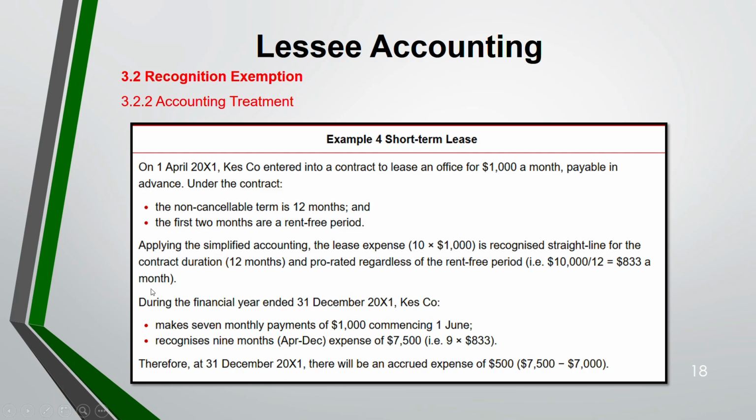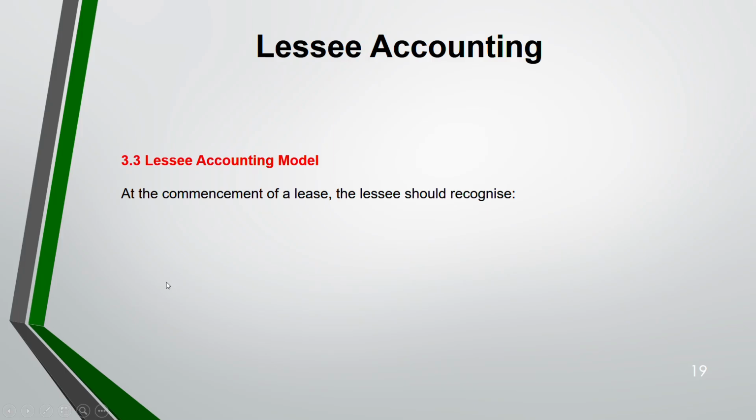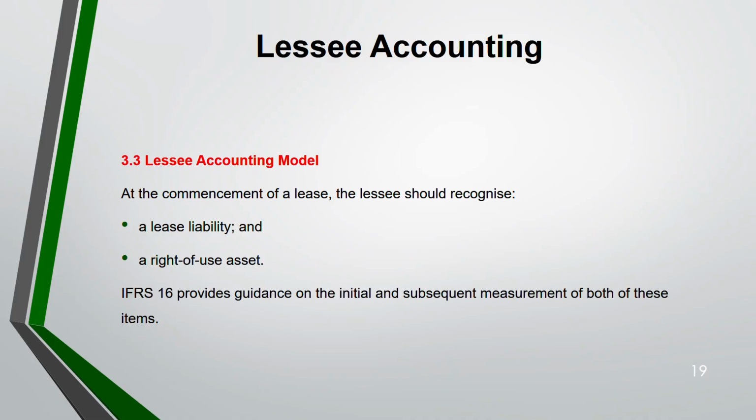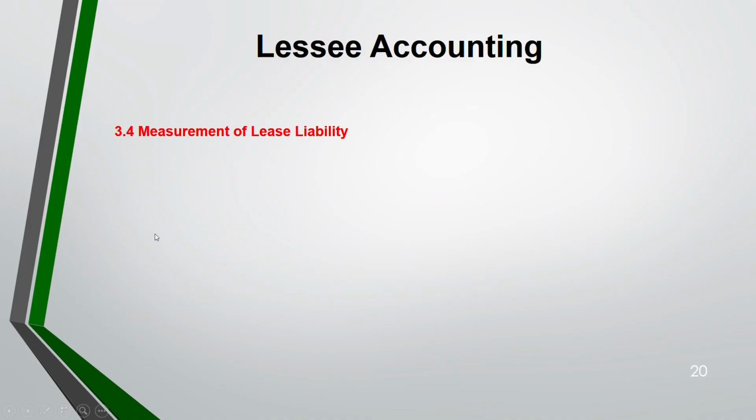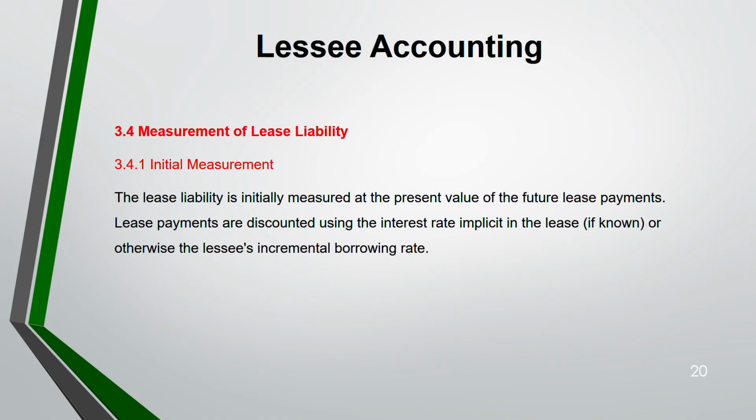Now, lease accounting model. At the commencement, when the lease starts, the lessee has to recognize two things: lease liability and right-of-use asset. And IFRS 16 is giving guidance on initial as well as subsequent measurement of both of these. So let's start with the lease liability first. Initial measurement. Your lease liability is initially measured at the present value of the future lease payments. See, you are going to pay lease payments in the future, but today you have to find out the value. You want to know the lease liability today, so you have to find the present value of the future lease payments. And that means you need a discount factor.